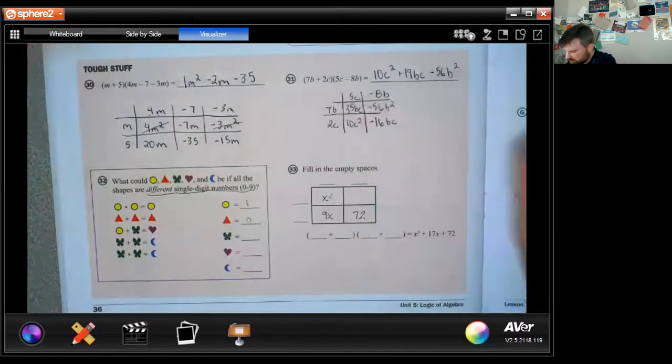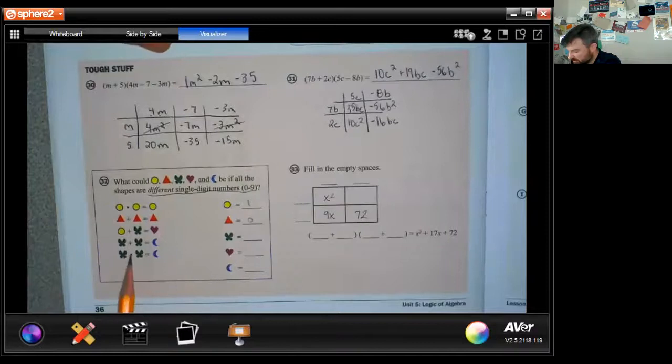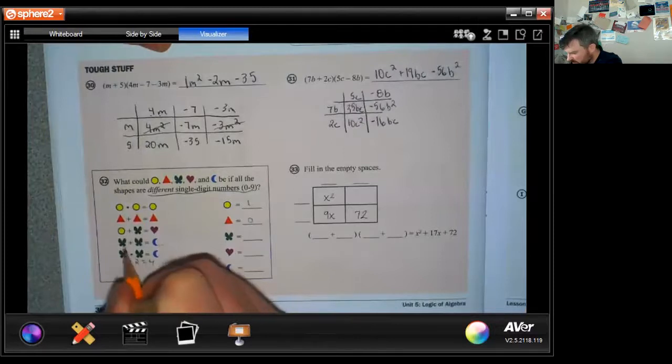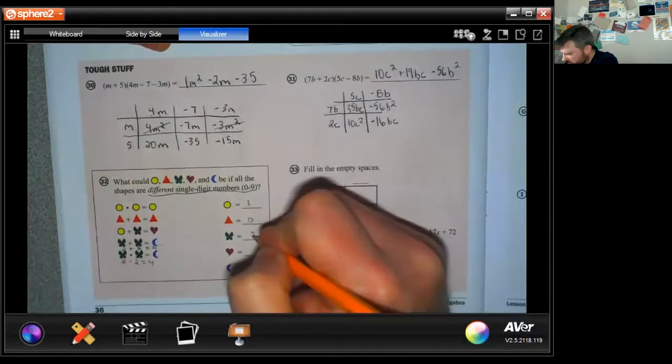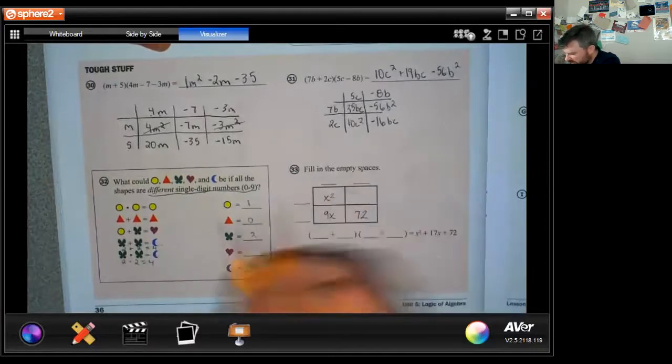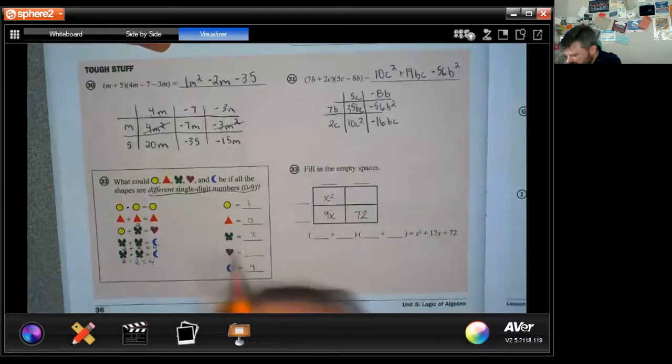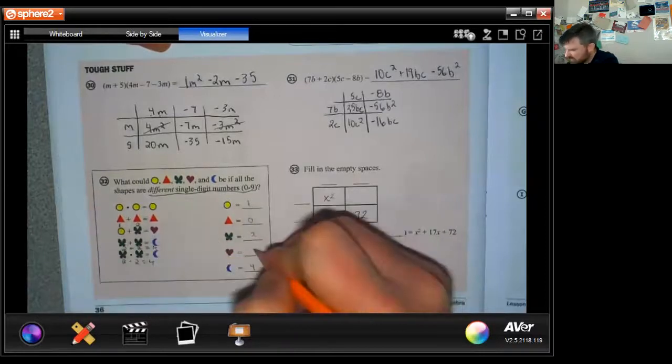Okay, so here I've got a butterfly plus a butterfly equals a moon, and a butterfly times a butterfly also equals the moon. If you remember, that was 2 times 2 equals 4, and 2 plus 2 equals 4. So the butterfly is a 2, the moon is a 4. So this is a 2 and a 1. So the heart must be a 3.